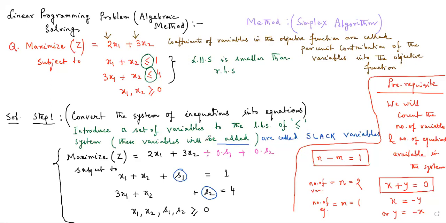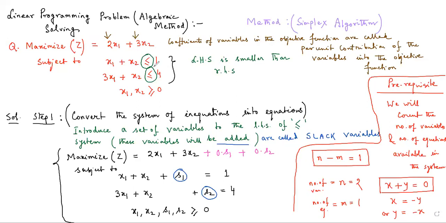But if I substitute some non-zero constant as a per unit contribution to these variables, something which is not zero, say 5 into s1 plus 6 into s2, that means your objective function is getting changed. Your objective function was not 2x1 plus 3x2 plus s1 plus s2 kind of thing. Your objective function was actually 2x1 plus 3x2 simply.